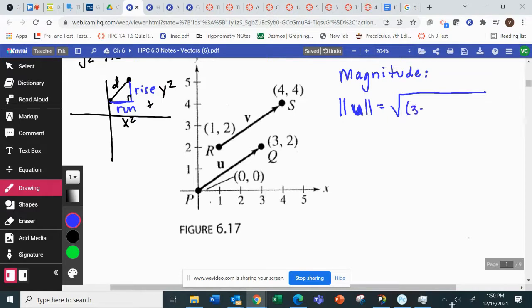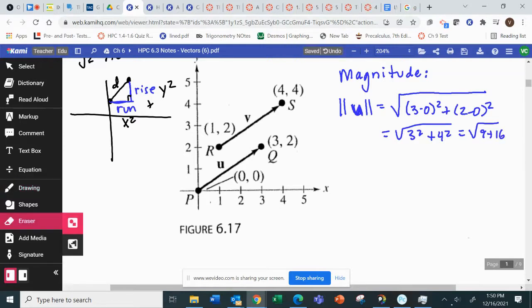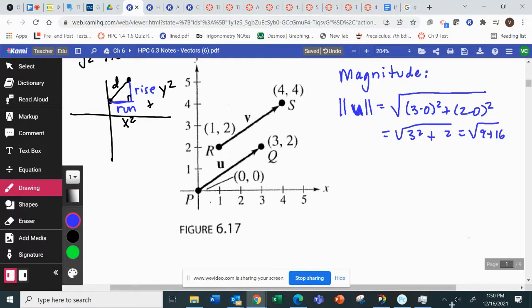I'm going to get 3 minus 0 squared plus 2 minus 0 squared, which is going to give me 3 squared plus 4 squared. No, I didn't get 4 squared. My bad. I was thinking too far in the future there. Sorry about that. I knew that was wrong as soon as I wrote it. So I got square root 13 for the magnitude of u.